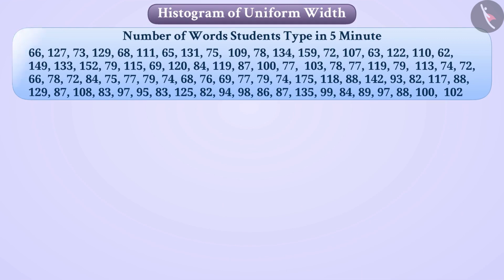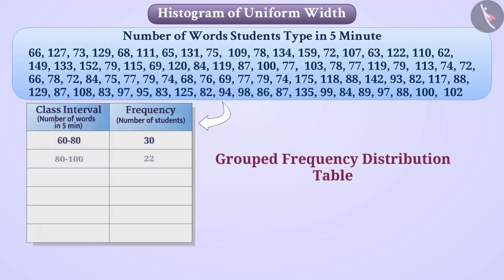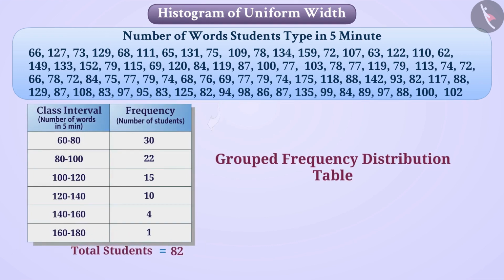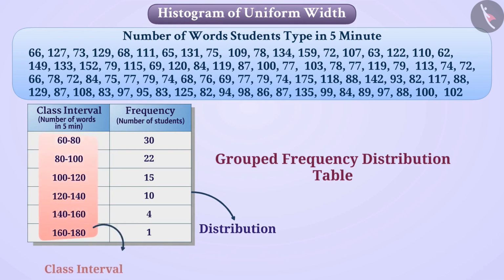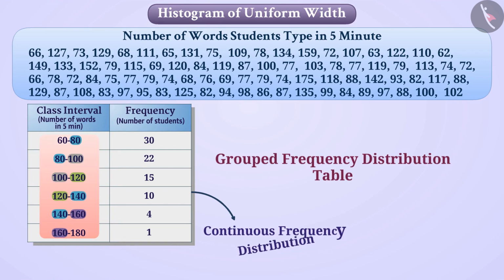Due to the large number of observations, they thought it would be appropriate to organize them into a grouped frequency distribution table as follows. Can you tell what kind of distribution it is? Think. Absolutely right. Since the class intervals are continuous, it is a continuous frequency distribution.